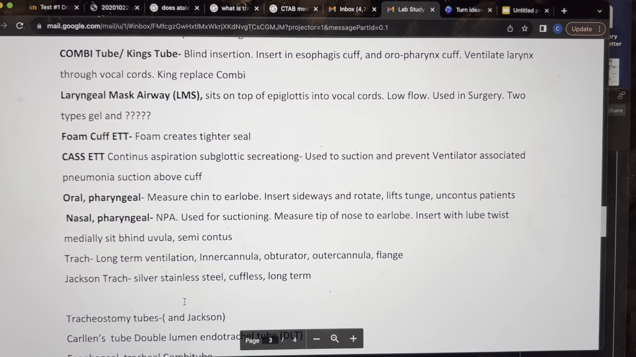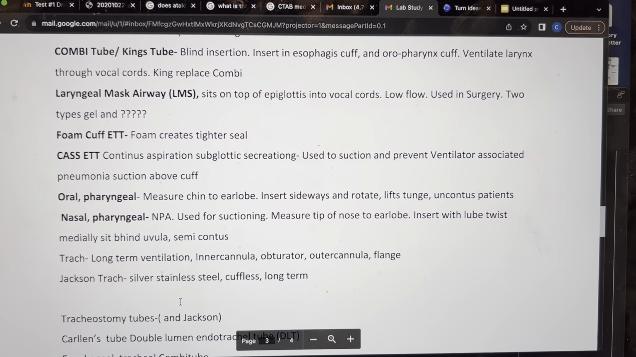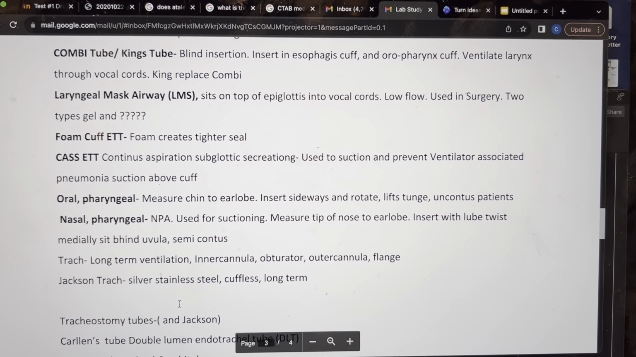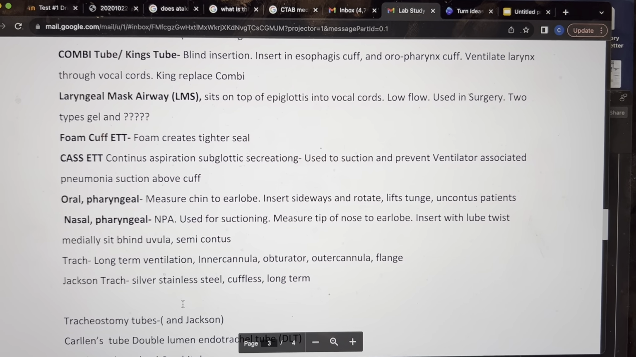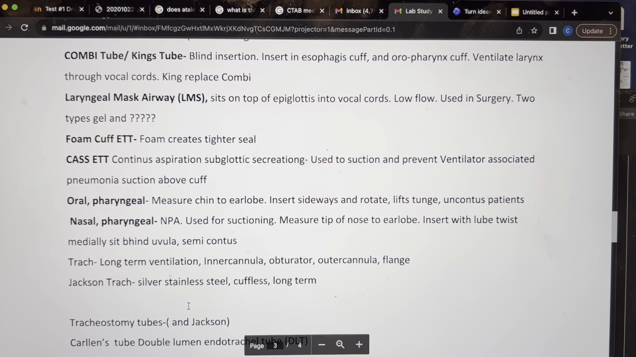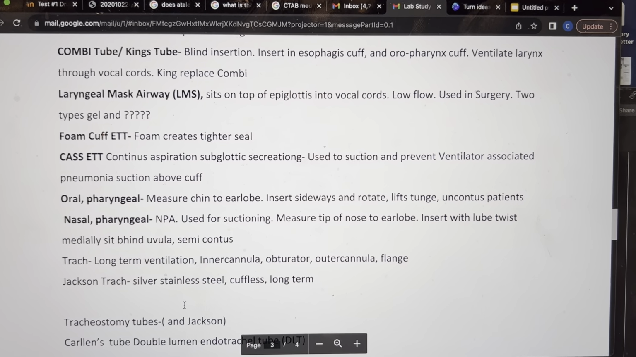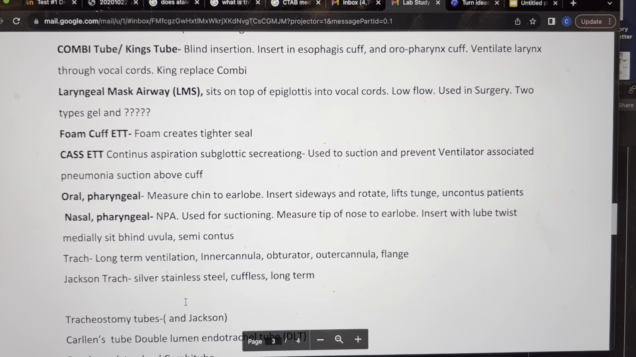The top part has a cuff for the oropharynx, and the bottom part has a cuff for the esophagus. It ventilates in the combi tube, and the King's tube ventilates through the larynx into the vocal cords. The King's tube replaced the combi tube.